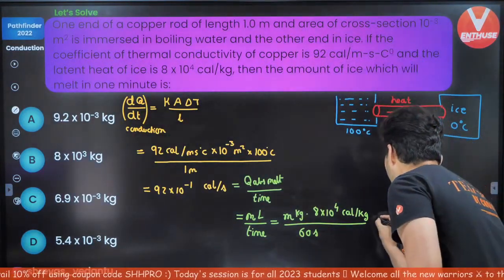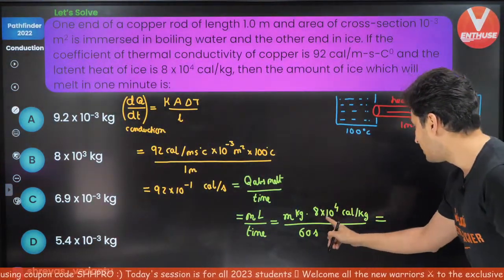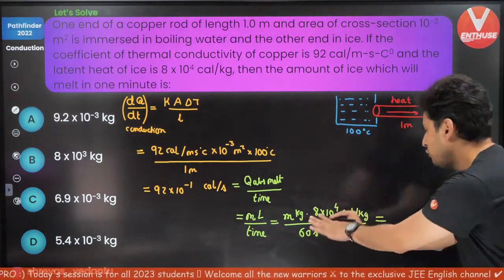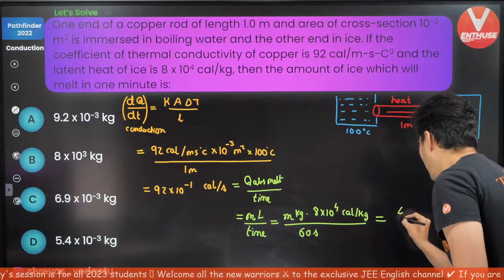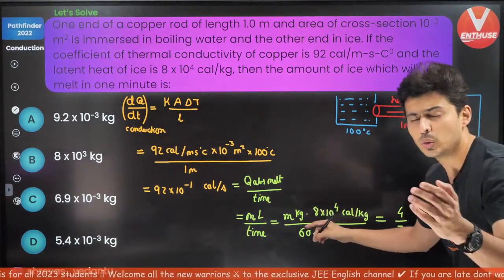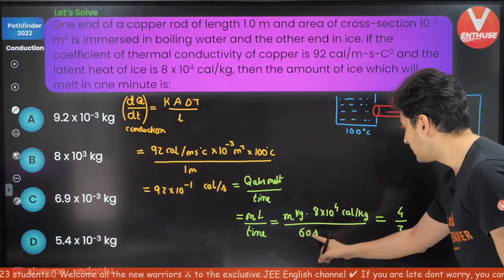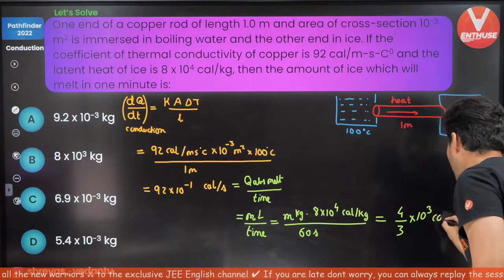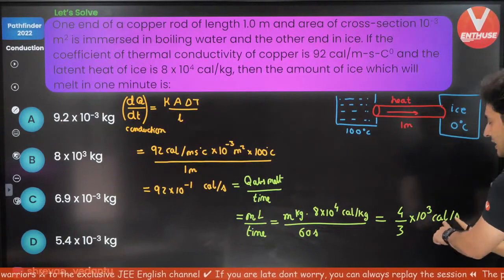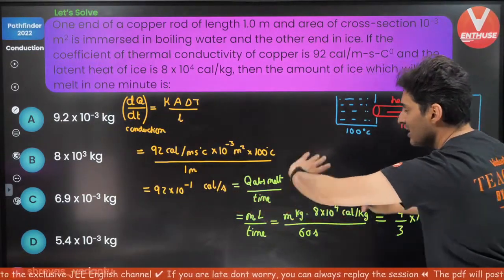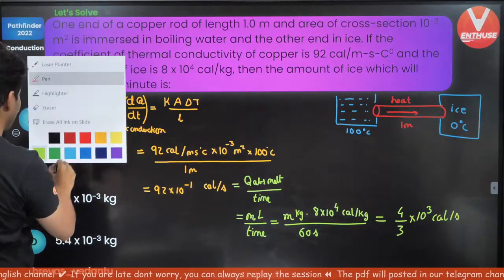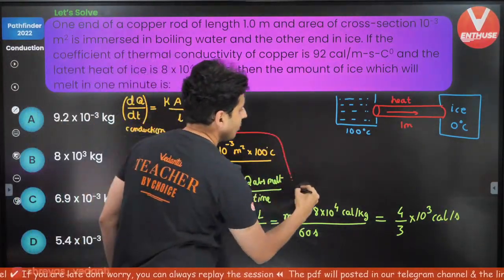So what will this end up being? Check it out. This will become 8 into 10 to the power 4. So I can just write it as 4 by 3, because I divided 8 by 2 to get 4, 6 by 2 to get 3. This 0 goes, so into 10 to the power 3 calories per second. Now calories per second, they match. Now I can nicely sit and solve this. So let's see what I get. I'm just going to sit and solve this.